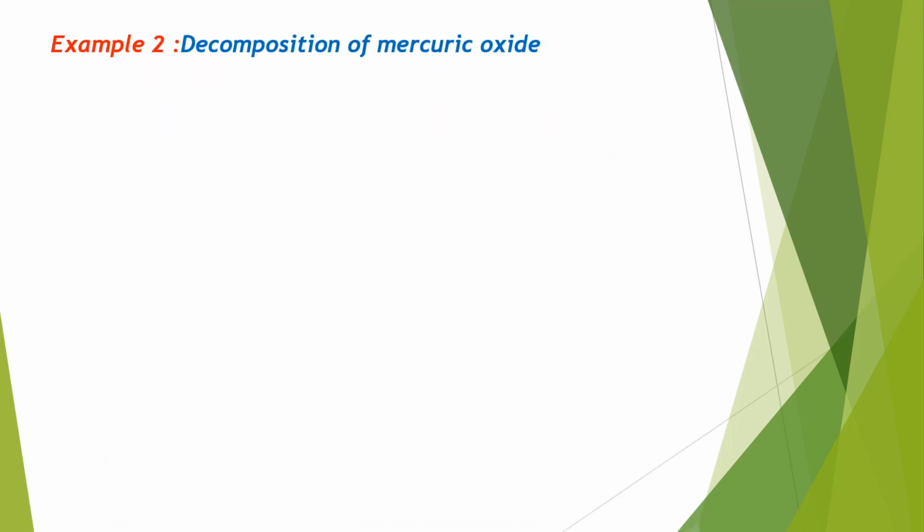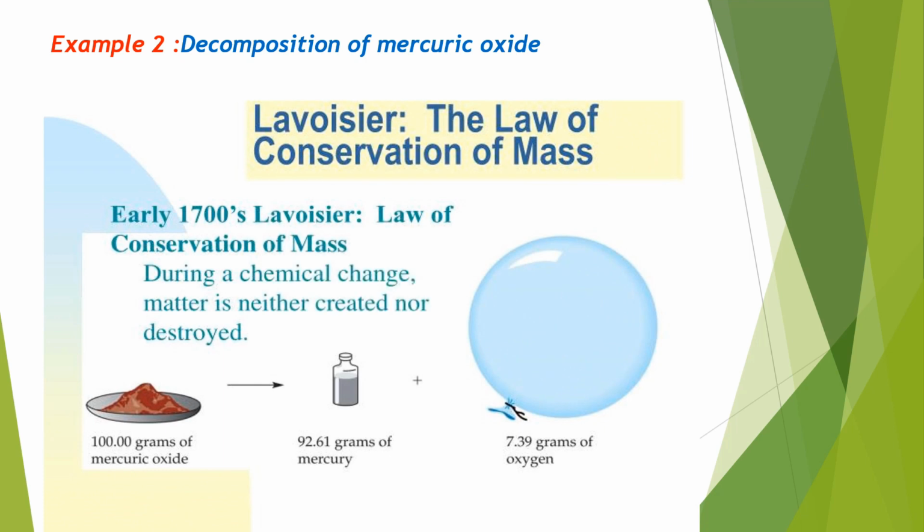Example 2, decomposition of mercuric oxide. We have 100 grams of mercuric oxide. We decompose it using heat to give 92.61 grams of mercury and 7.39 grams of oxygen. If we add the amounts of the products, they will give me 100 grams, which is the same amount as the reactant, and this also confirms Lavoisier law.